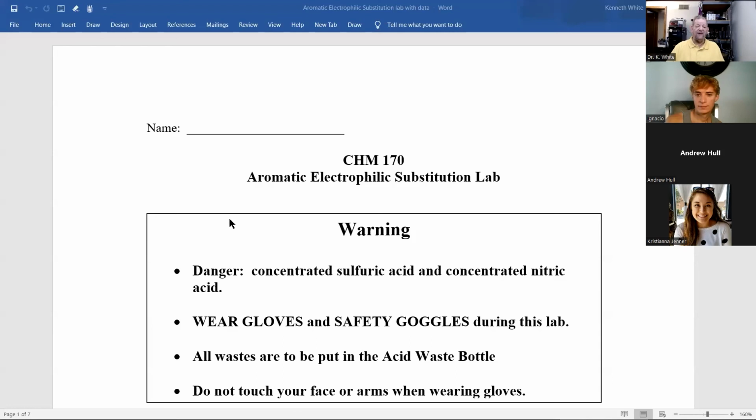I look at the clock, I better do the lab. So it's lab time. Let me close this. Let me go open the lab. Let me make sure you can see it. All right, better check. Everybody see our aromatic electrophilic substitution lab?